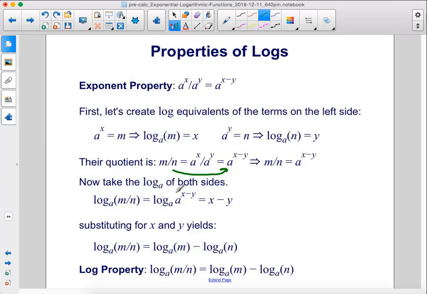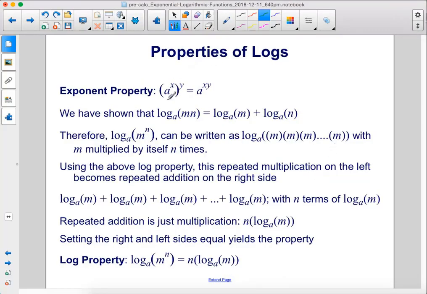Now take the log base a of both sides. Log base a of m divided by n equals log base a of a to the x minus y. So these cancel, leaving us with just log base a of m divided by n equals x minus y. Substituting for x and y yields log base a of m divided by n equals log base a of m minus log base a of n. So there's our new log property: log base a of m divided by n equals log base a of m minus log base a of n.